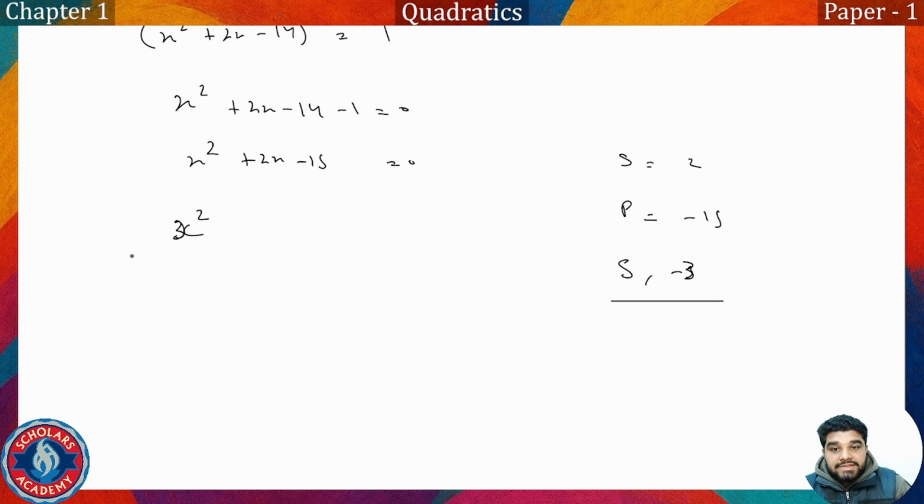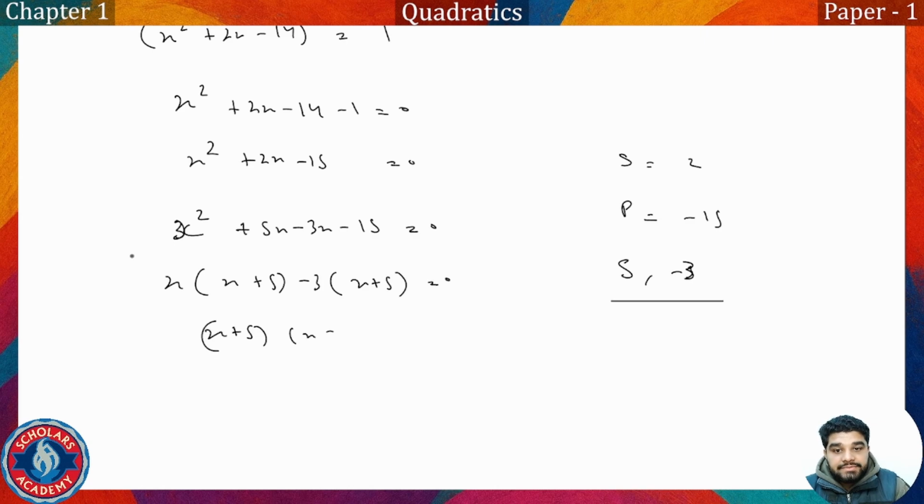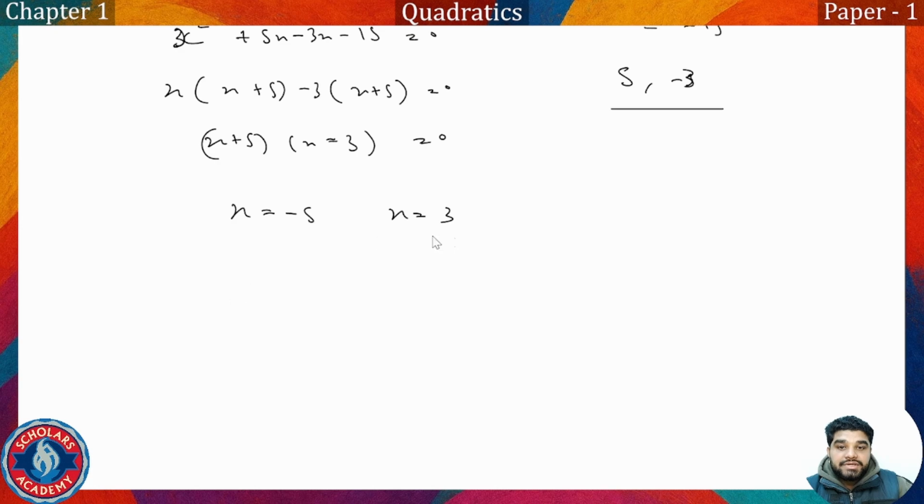We can write it as x square plus 5x minus 3x minus 15 is equal to 0. x plus 5 minus 3 x plus 5 is equal to 0. x plus 5, x minus 3 is equal to 0. So we get x is equal to negative 5, x is equal to 3. These are the two zeros.